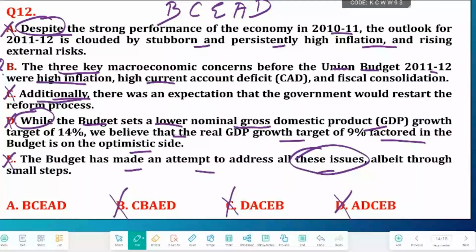Let's go on with this sequence. The three key macroeconomic concerns before the Union Budget 2011-12 were high inflation, high current account deficit, and fiscal consolidation.